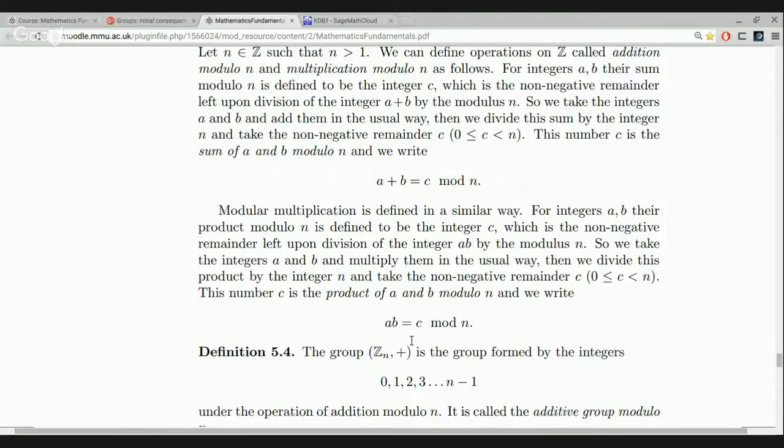By the same token, another example: what's 4 plus 4? It's the integer 8. But modulo 5, this is 3. What remainder do you get when you divide 8 by 5? 5 goes in once, remainder 3. What remainder do you get when you divide 12 by the modulus 5? 5 goes in twice, but a remainder of 2. So this 2 here is the remainder. So we can make groups out of these operations. Okay?